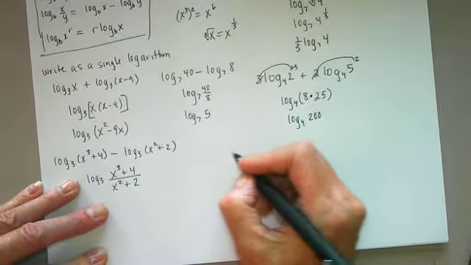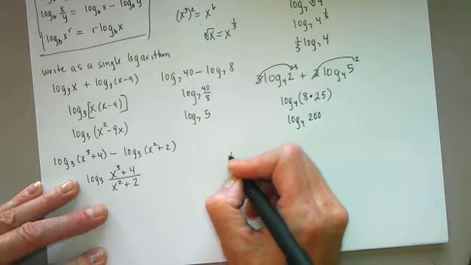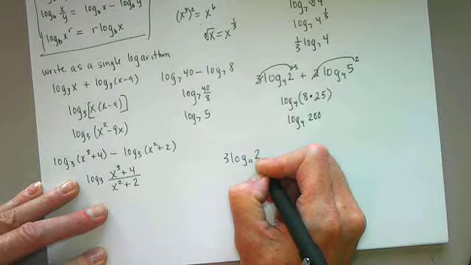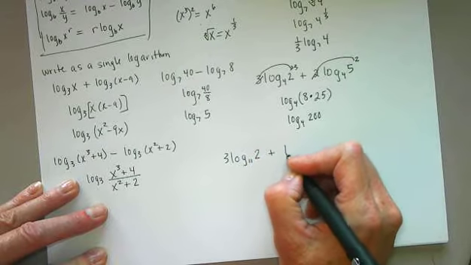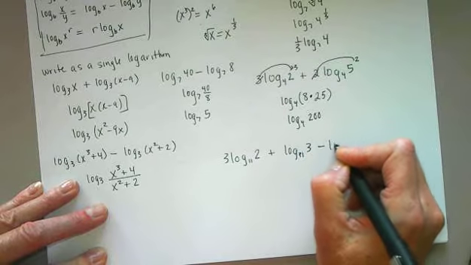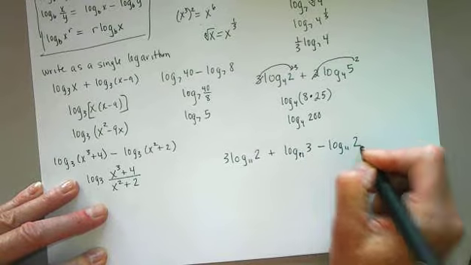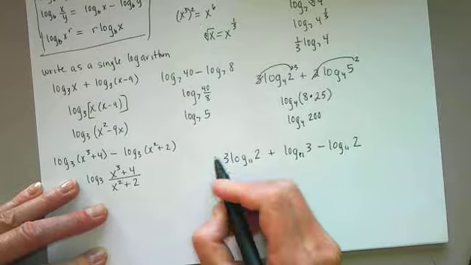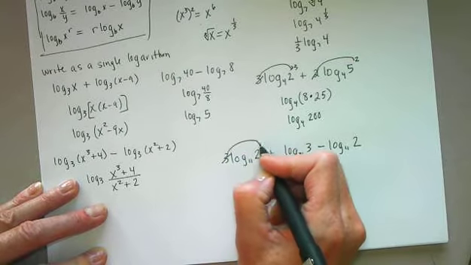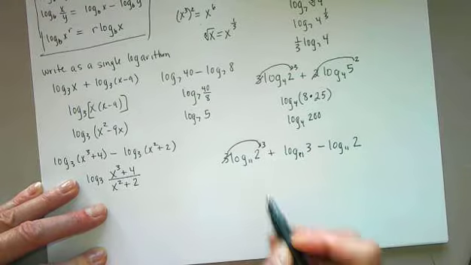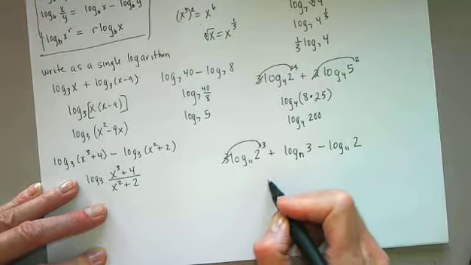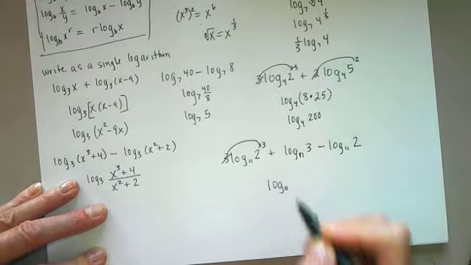How about this one? Let's do 3 log base 11 of 2 plus log base 11 of 3. Subtract log base 11 of 2. Now, here again, I've got one coefficient that I will make a power. But they're all log base 11. That doesn't look very good, but they're all log base 11. So I have 1 log base 11 in my answer.